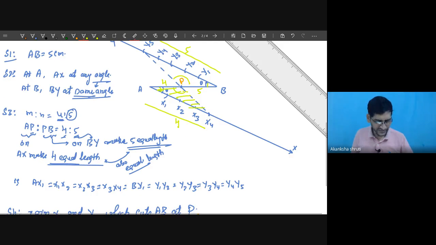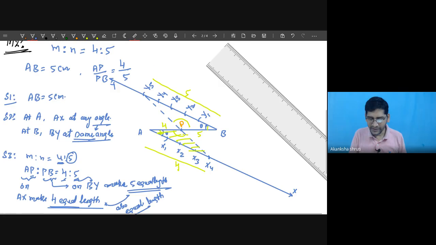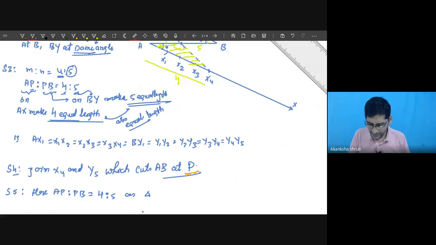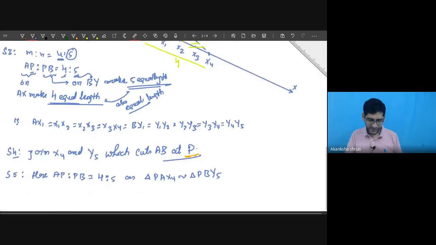Ready? So we can write it here. Step number 5 is what? Here, AP to PB is equals to 4:5. Why? As triangle PAX4 is similar to triangle PBY5. So on one side we have 4, and on the other side we have 5. So this way 4:5 ratio is allocated.